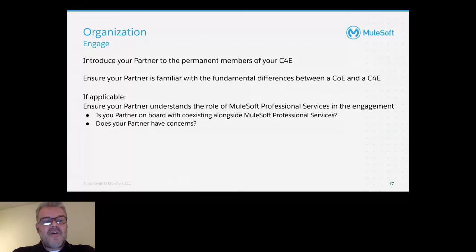And then only if applicable, ensure your partner understands the role of MuleSoft professional services in the engagement. If the customer has selected MuleSoft professional services to, for instance, launch their C4E or build a number of critical assets, there are even more parties involved. So are you on board with coexisting alongside MuleSoft professional services, and do you have concerns? That needs to be discussed between the customer and the partner, and maybe even with professional services as well.